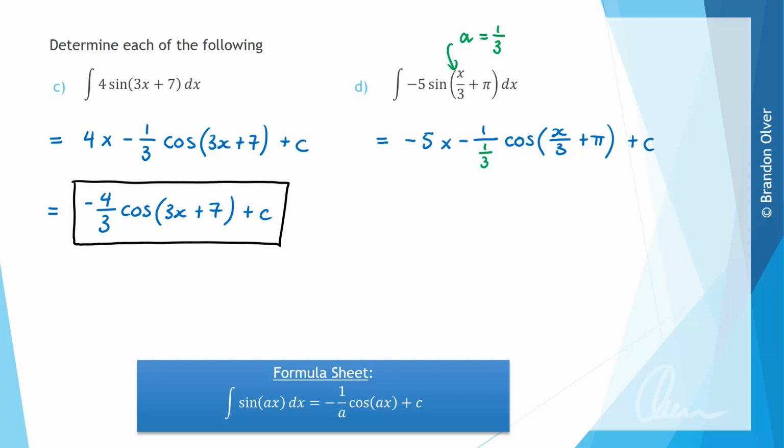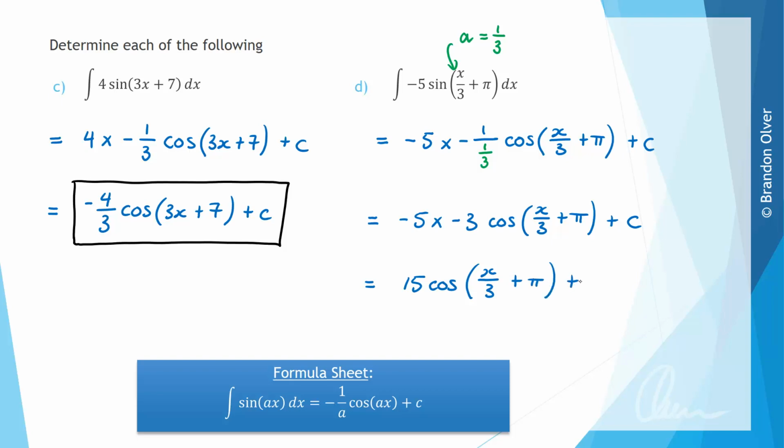So cleaning this up slightly, we're going to have -5 multiplied by, and -1 divided by 1/3 is -3, and then we still have cos of x over 3 plus pi plus c. And then that is going to equal -5 times -3 is +15, cos of x over 3 plus pi plus c. And that is the answer to part D of this example.